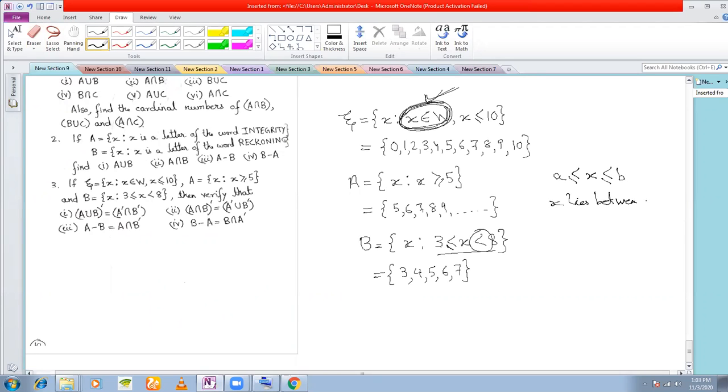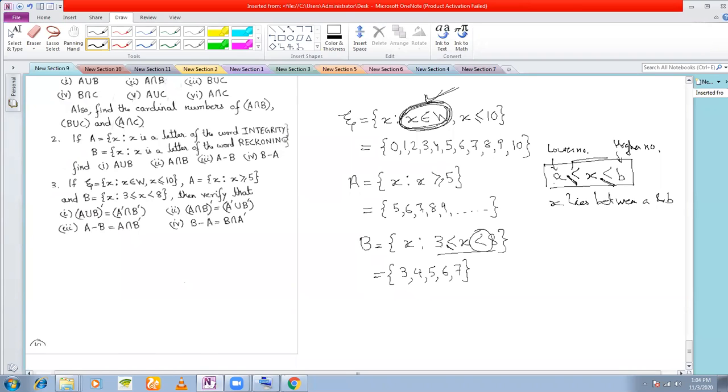X is the lower number, this is the higher number. So x lies between a and b, and because of the equality sign, x can be equal to a, and because of this equality sign, x can be equal to b. Please remember, please memorize this, that x lies between a and b.